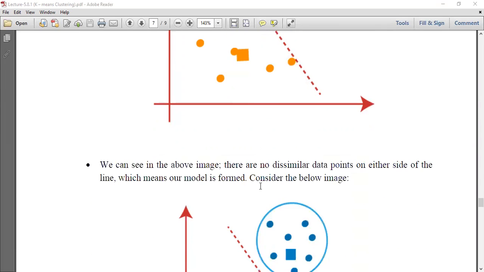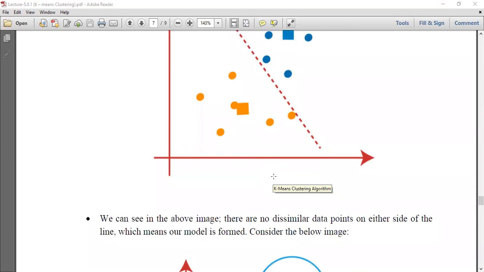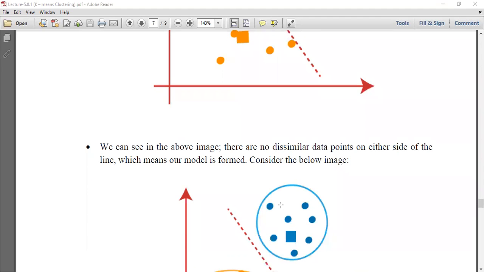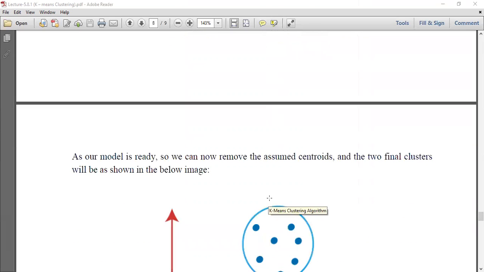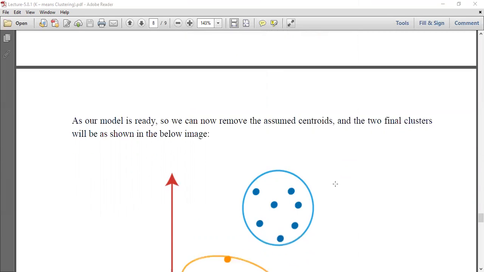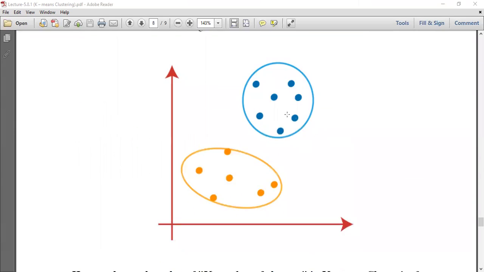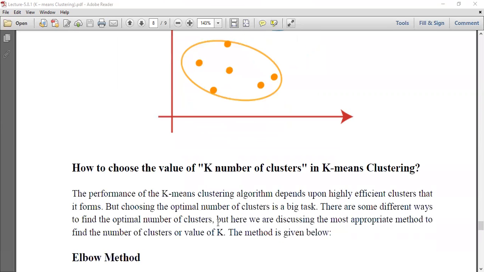So we can see in the above image there are no dissimilar data points on either side of the line, which means our model is formed. So this is the final image. As our model is ready, we can now remove the assumed centroids, and the two final clusters will be shown in the below image. So these are the two final clusters.